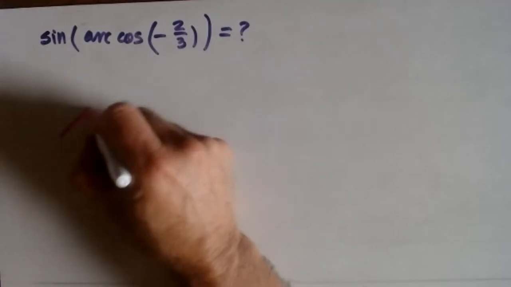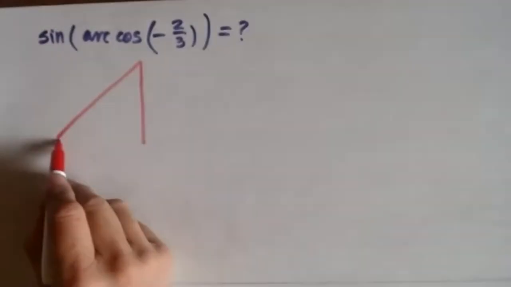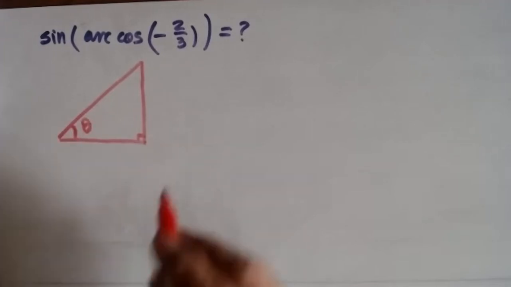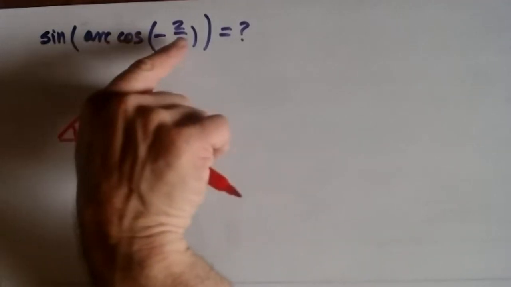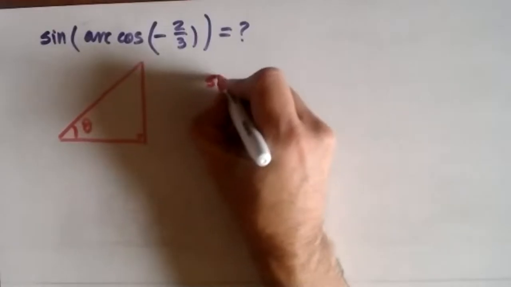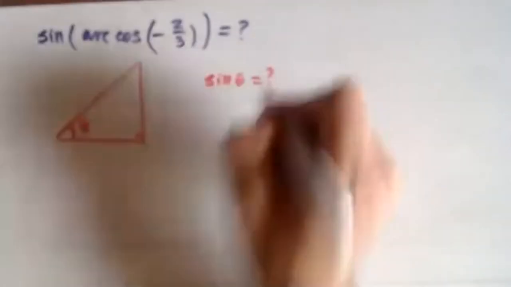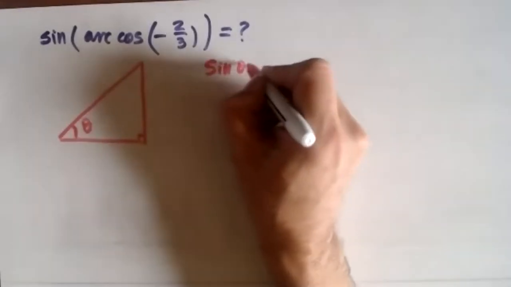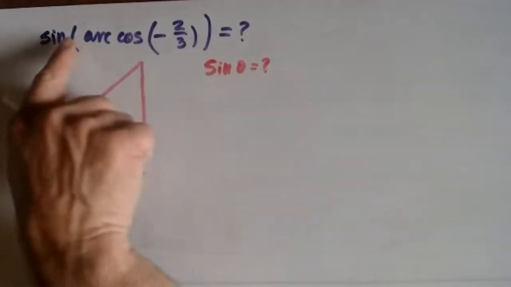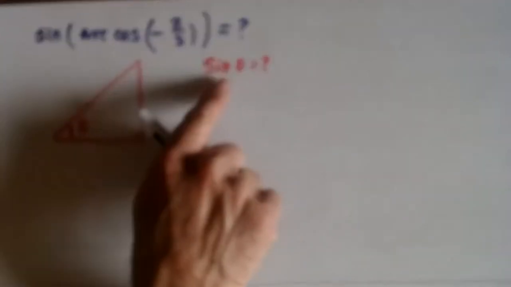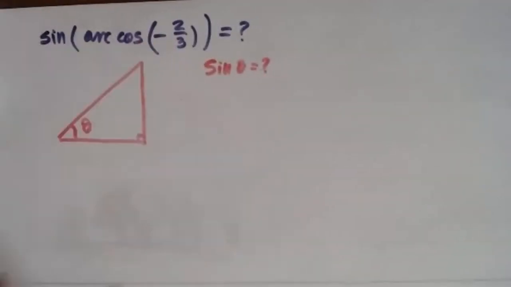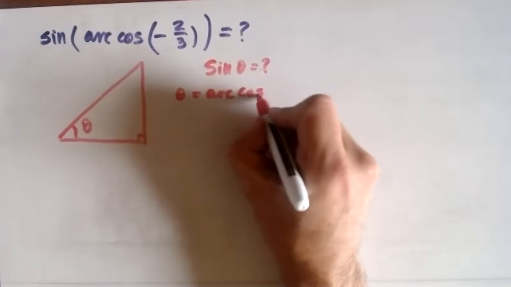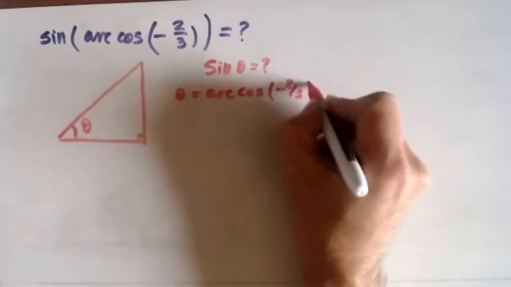You take your right triangle. Remember, it's a very graphical way to do this. We need to find the sine of something, so sine of theta is my answer. Because I want to match these two expressions, sine with sine, theta is the arc cosine. So theta equals the arc cosine of negative 2/3, correct?